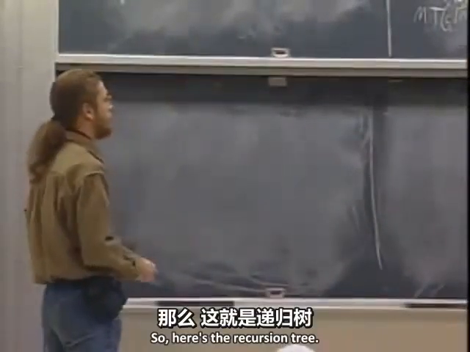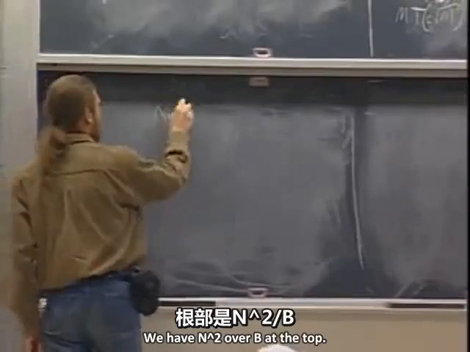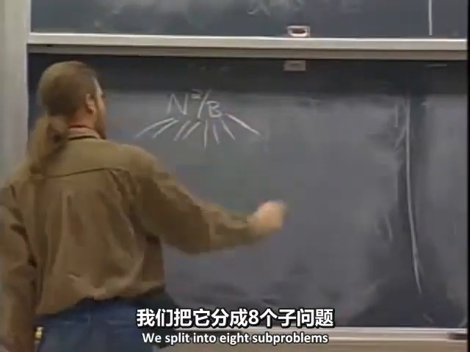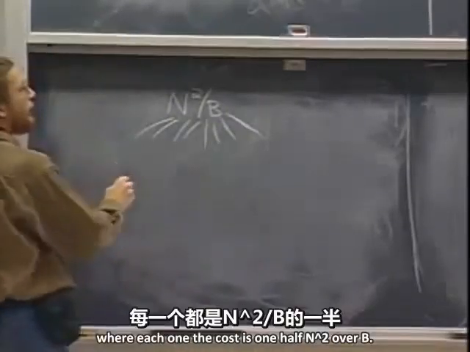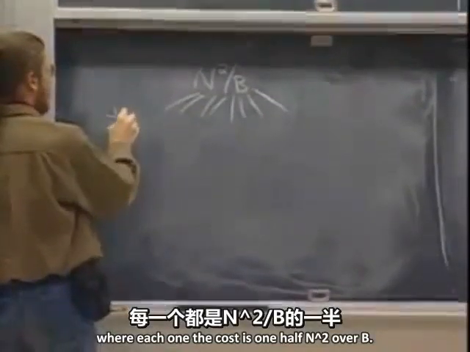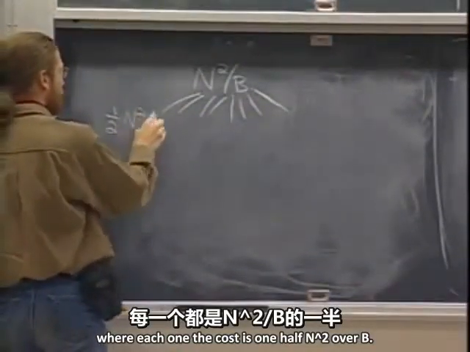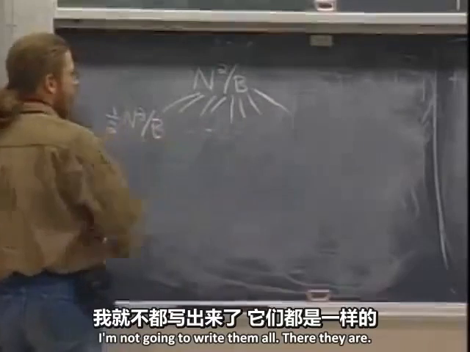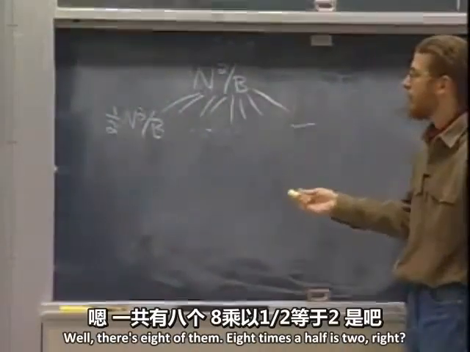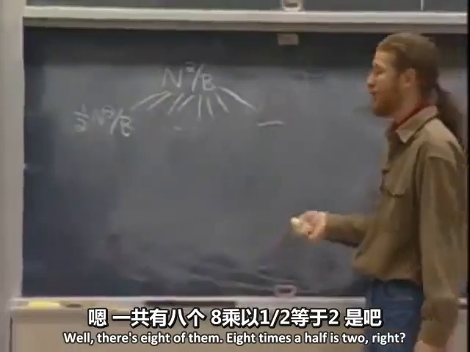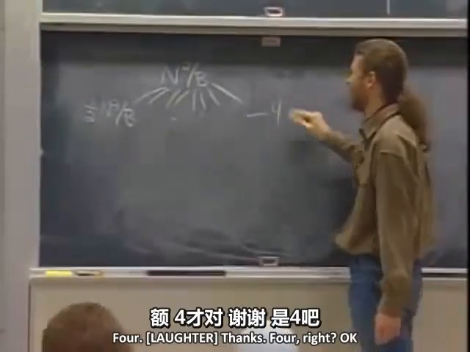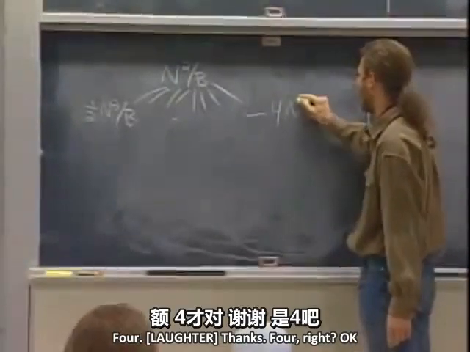So here's the recursion tree. We have n squared over b at the top. We split into 8 subproblems, where each one the cost is 1/2 n squared over b. I'm not going to write them all. There they are. You add them up. How much do you get? Well, there's 8 of them. 8 times 1/2 is 2, right? 4. Thanks. 4, right? Okay. Good.